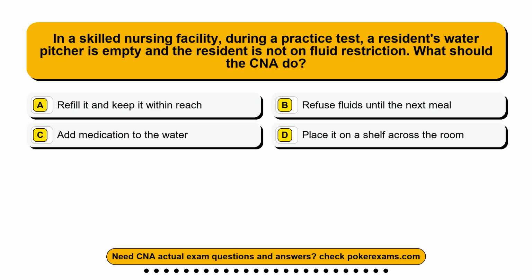Question 19. In a skilled nursing facility, during a practice test, a resident's water pitcher is empty and the resident is not on fluid restriction. What should the CNA do? Option A. Refill it and keep it within reach. Option B. Refuse fluids until the next meal. Option C. Add medication to the water. Option D. Place it on a shelf across the room.